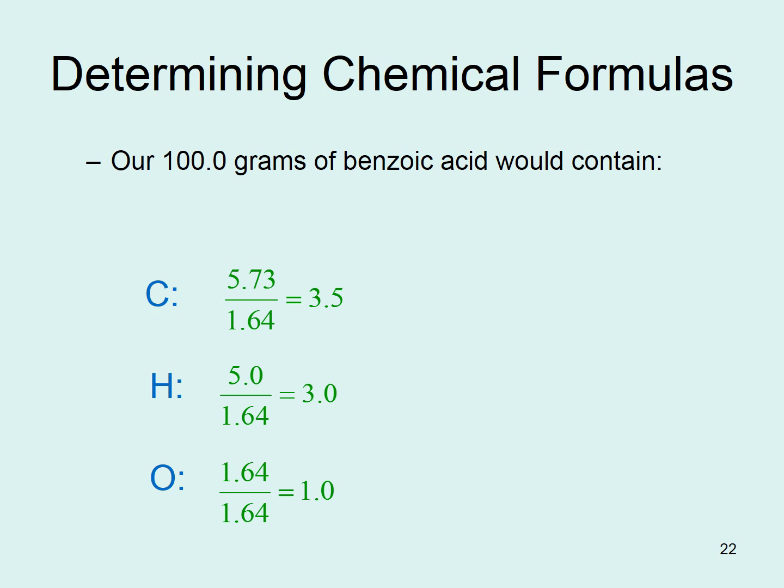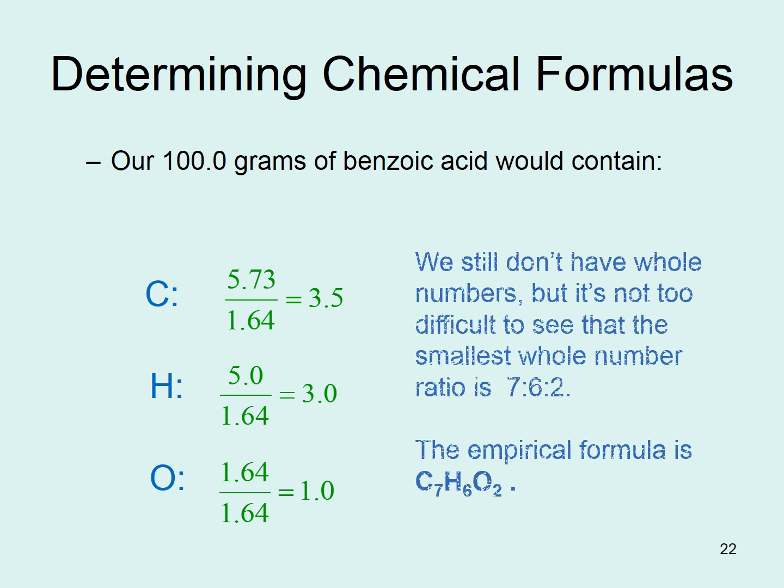But in this case, what we're going to need to do is multiply by 2 to get whole numbers. And so C7, H6, O2 is the best answer. And that's the empirical formula.